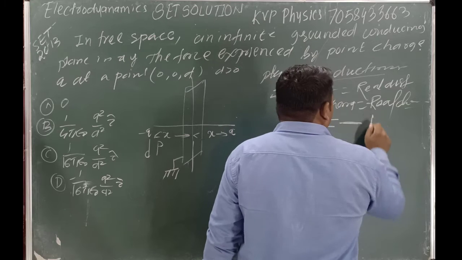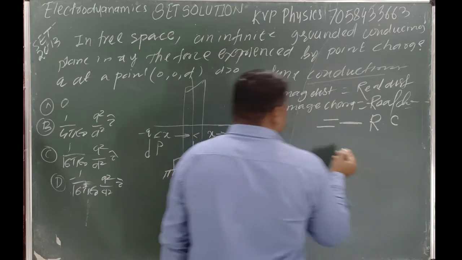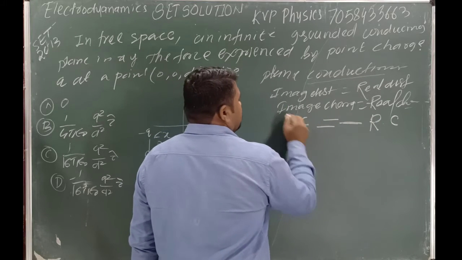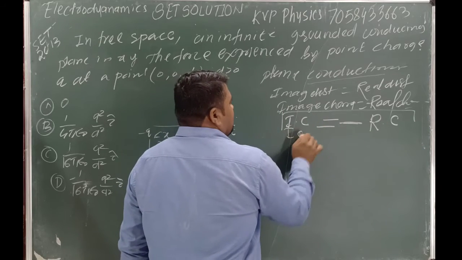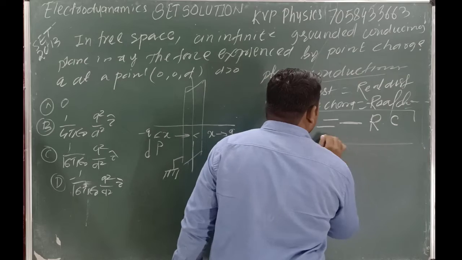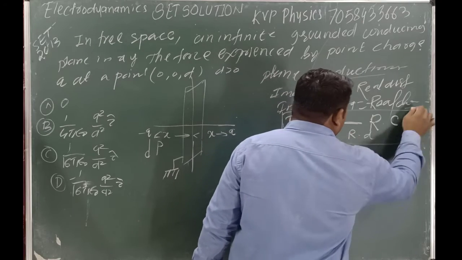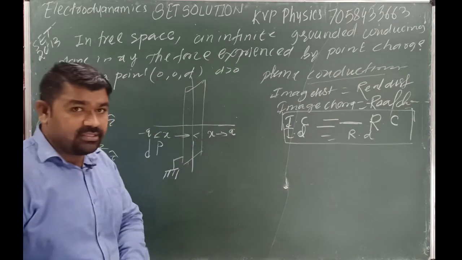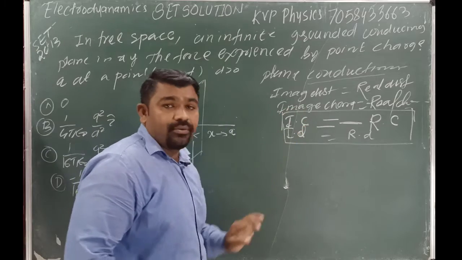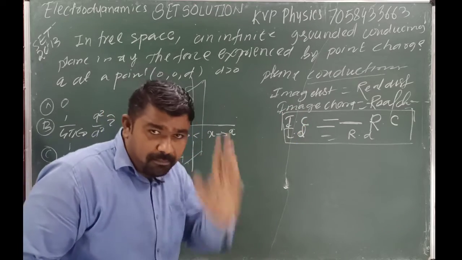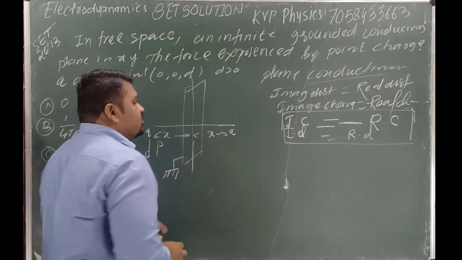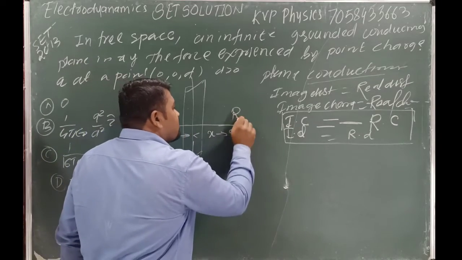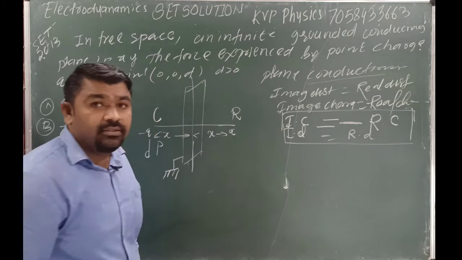This is a very important real charge. Image charge is equal to this one, and image distance is equal to real distance. This is very important for the plane system. Here the charge is q, here minus q. In this case, this is considered as a reference.